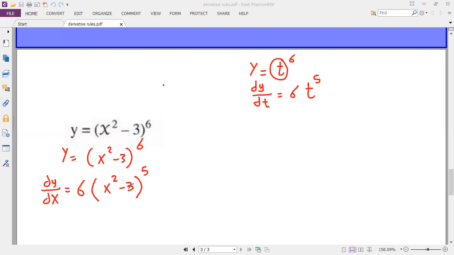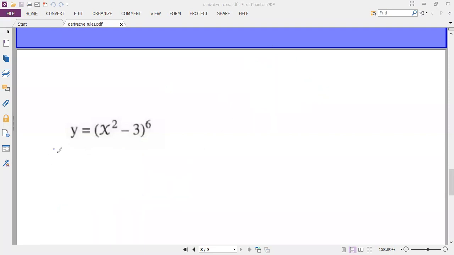What is the next step? Find the derivative of this function with respect to x, multiplied by the derivative of what is inside the bracket. So what is the derivative of what is inside the bracket? It's 2x. So once again, what I did: y equals x squared minus 3, that is the function, raised to the power of 6. So dy over dx is going to be the derivative of the bracket multiplied by the derivative of what is inside the bracket.